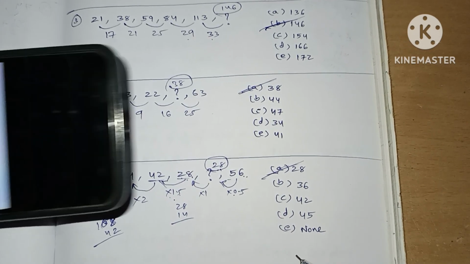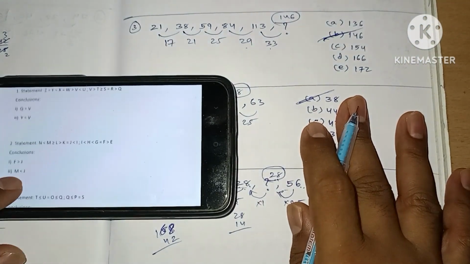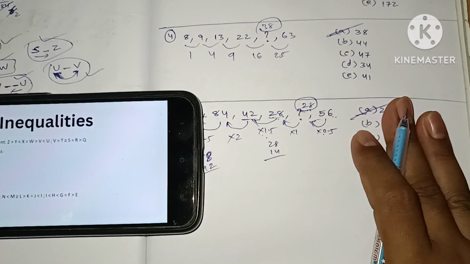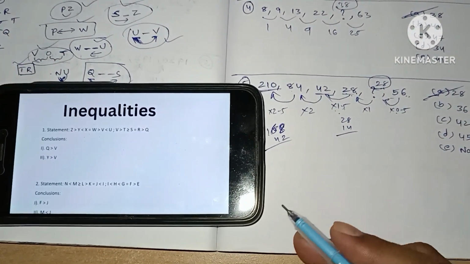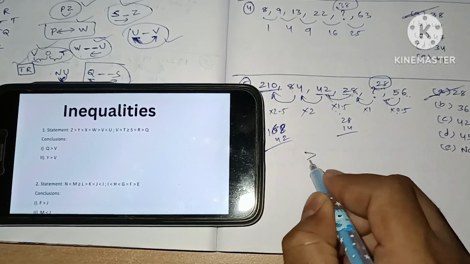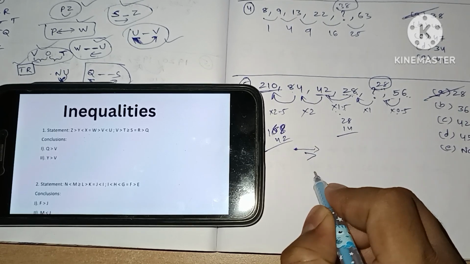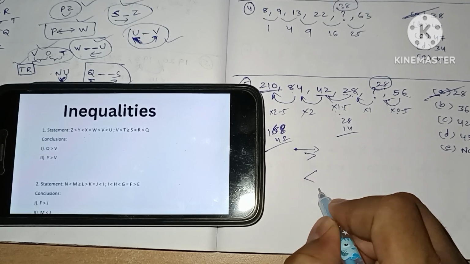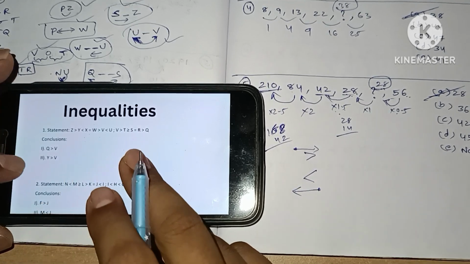Now we are going to see inequalities. The method we are using to find inequalities is the flow method. If we see a symbol like this, we always say that the flow is from this side to this side. If we see a symbol like this, I always say the flow is from this side to this side. Let's see with the questions.